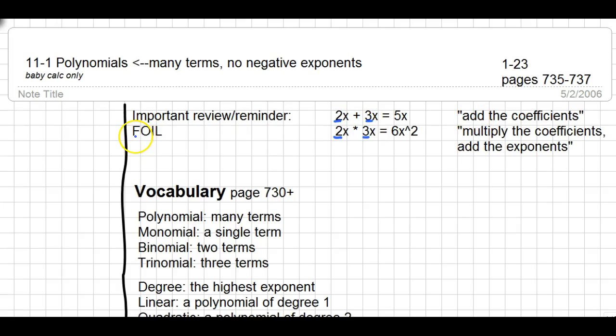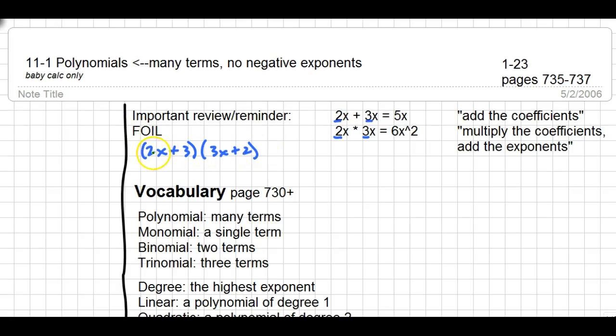It's also important that we review from Algebra 1 the idea of doing FOIL. FOIL is when you multiply two binomials together. And we're going to talk about what a binomial is here shortly. But let's take a binomial 2x plus 3 times another one, let's do 3x plus 2. What FOIL does is it's an acronym to help you remember which things get multiplied together.